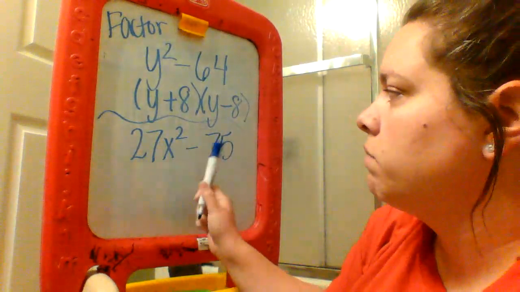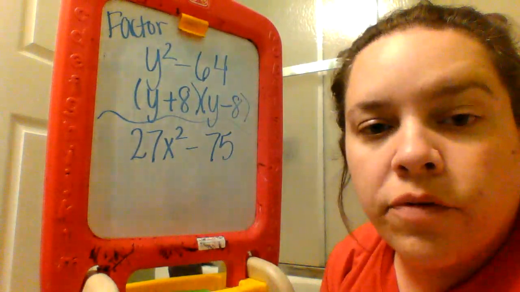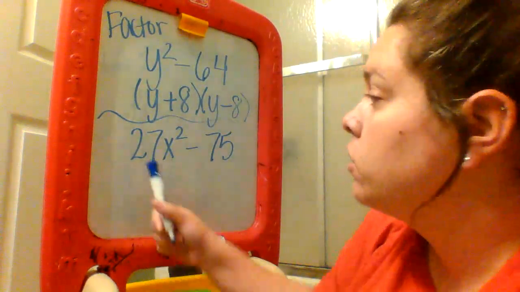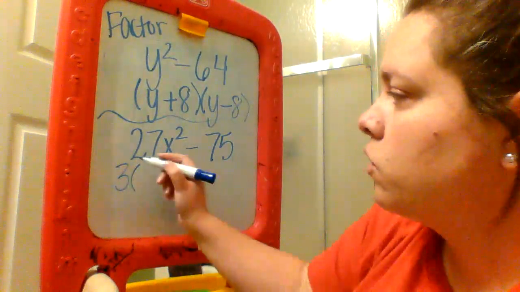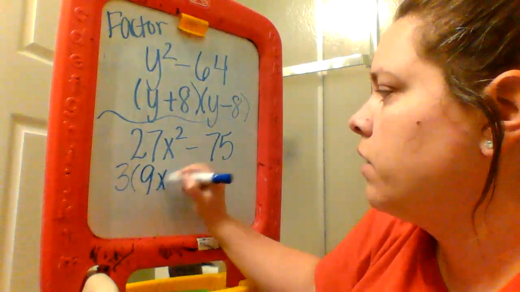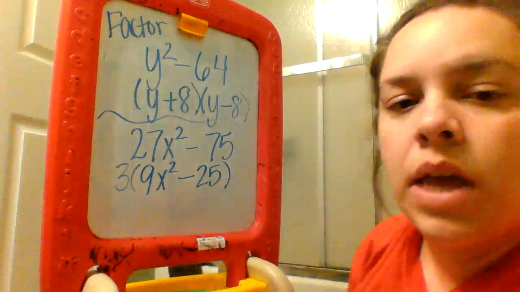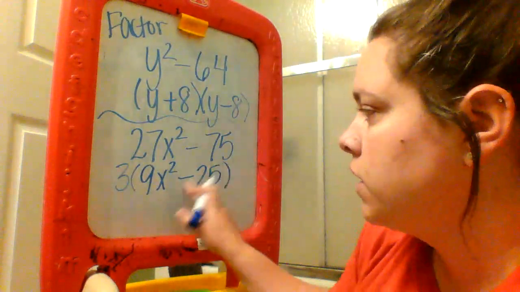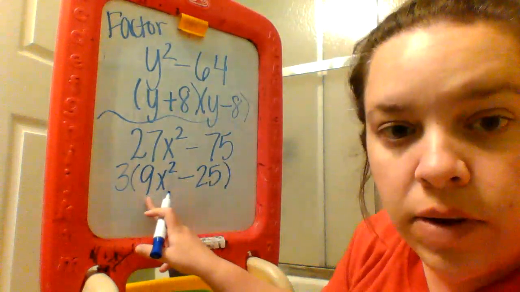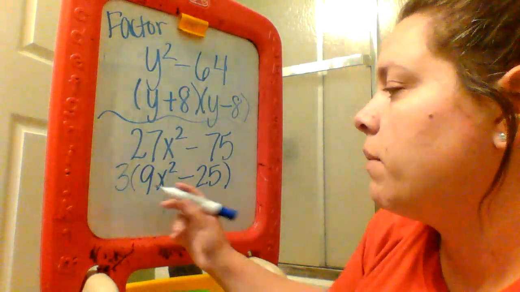The next one, standard form, x squared number, yes. Is there a greatest common factor? Yes. 27 and 75 have a greatest common factor of 3. So 27 divided by 3 is 9. 75 divided by 3 is 25. And then it's still special because it's only got 2 terms. So is it a difference? Yes. Is 9 a perfect square? Yes. Is 25 a perfect square? Yes. So I'm going to factor it.